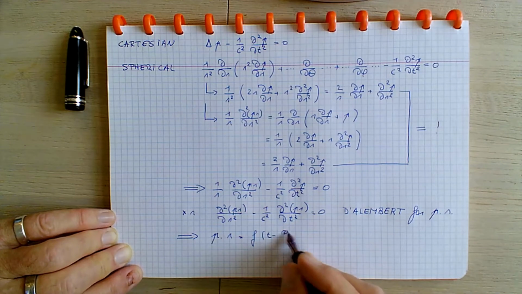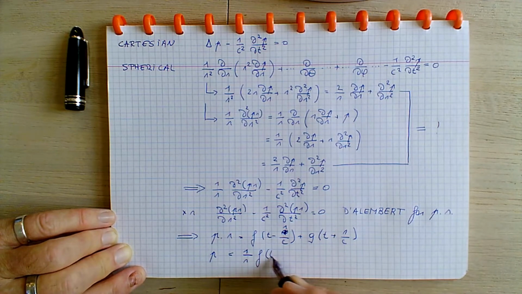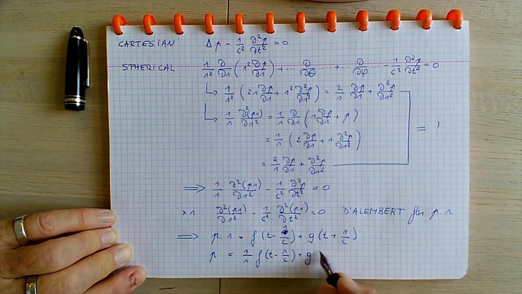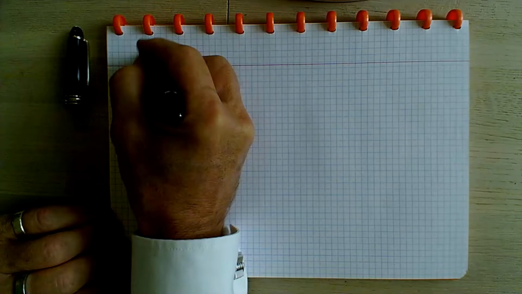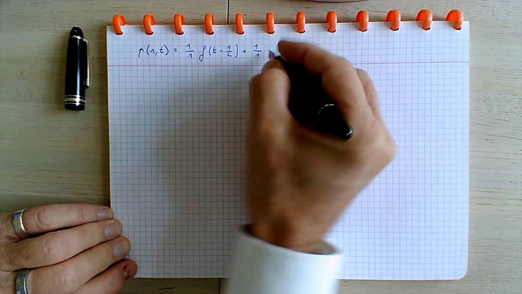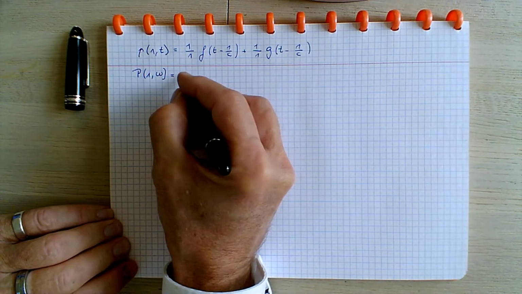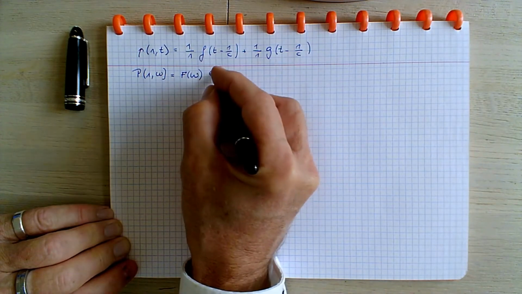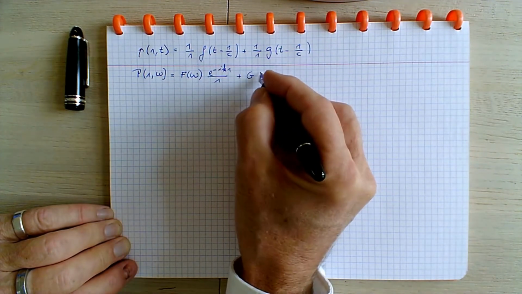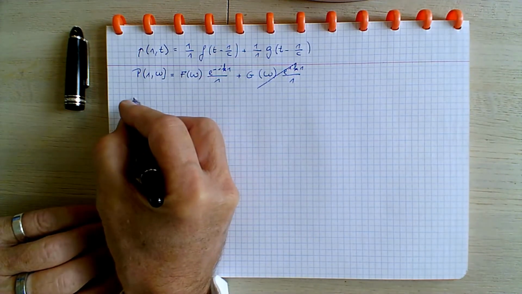pr is any function f of time minus r over c plus another function g of time plus r over c, so that the pressure for a spherically symmetric solution is 1 over r f of t minus r over c plus 1 over r g of t plus r over c. So a general solution to the wave equation in spherical coordinates is 1 over r times any function of t minus r over c plus 1 over r times any function of time plus r over c. But if we go to the frequency domain, f of t minus r over c gives us f(omega) exponential minus ikr, and the second term gives us g(omega) exponential ikr.